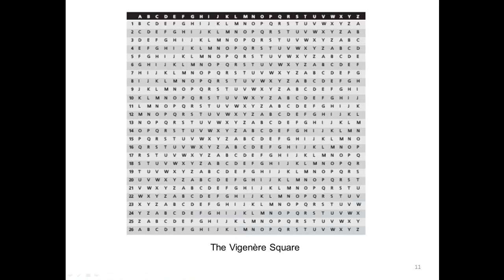This is an example of a Vigenère square, which uses 26 alphabets, and the strength of this is that any one letter of plain text, represented by the letters across the top, can be represented by 26 other letters in the ciphertext, including itself. So it makes frequency analysis incredibly difficult.